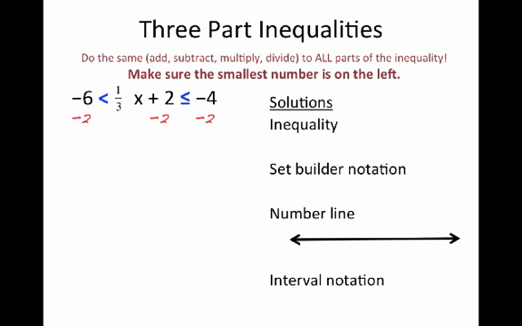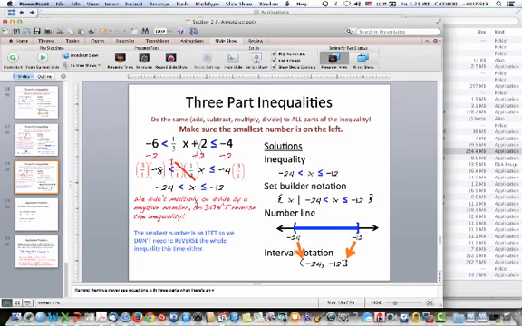Negative 6 minus 2 is negative 8. My plus 2 minus 2 is 0, so that leaves me 1/3 x in the middle, and my negative 4 minus 2 should be a negative 6. Oh, I blew that one. So change it to a negative 6. That might change some of my other numbers. I'm going to change that to an 18. I'm going to go ahead and change them while I'm here so that they're all done. 18.